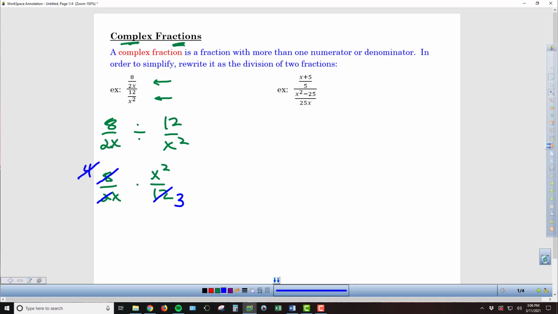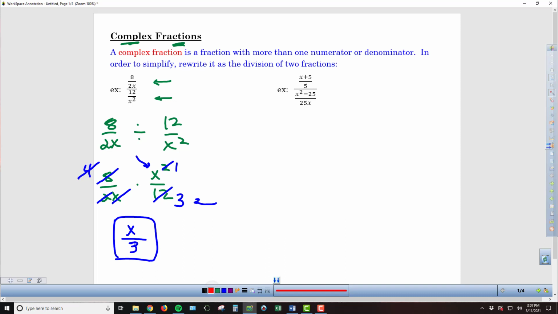And then with the variables, I can see I have an x on the bottom here and an x squared on the top. So that'll reduce this down to a 1 exponent. So in the end, out of all of this, we have just a single x in the numerator and then just the 3 in the denominator. So our answer is just x over 3.